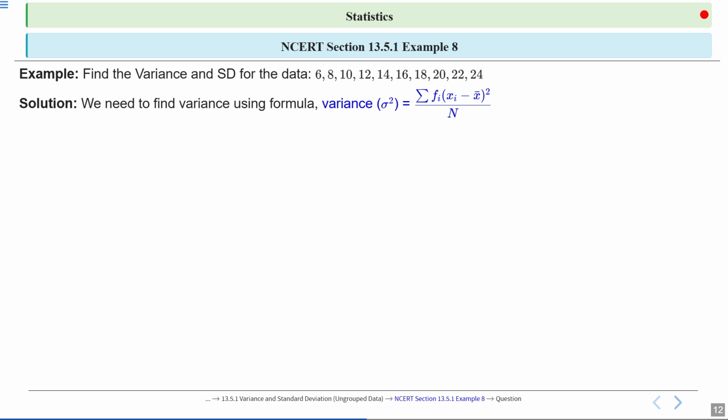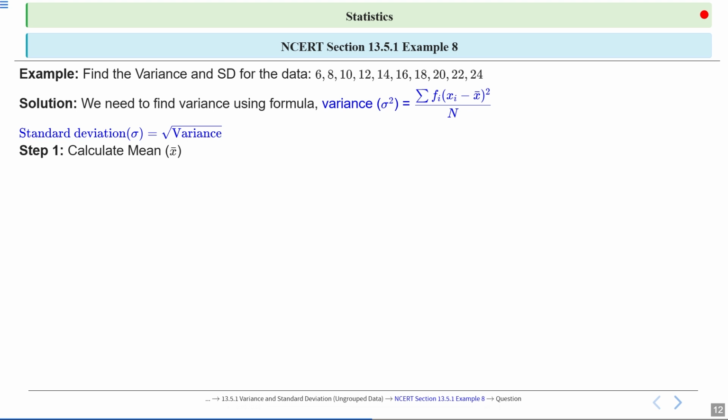So to solve this, we need to use the formula for variance. The formula is variance sigma squared equals summation fi times (xi minus x bar) whole square divided by n, where n is the total number of observations, that is n equals summation of fi. Here fi is the frequency of each value xi and x bar is the mean. Now let's recall how to find standard deviation. The standard deviation sigma is simply the square root of the variance.